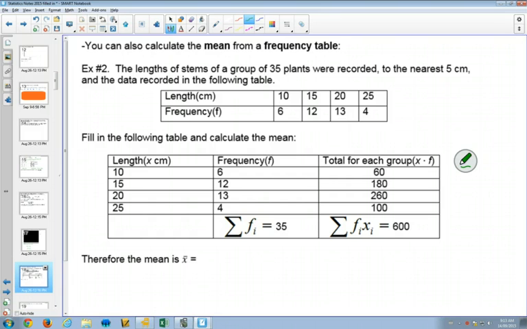and they were just measured to the nearest 5 centimeters. So if it measured out to be 11, it got grouped into the 10 centimeter one. If it got measured to be 17, it would be grouped into the 15 centimeter one. And so they've got the lengths there, and you've got 6, 12, 13, and 4 as their frequencies.